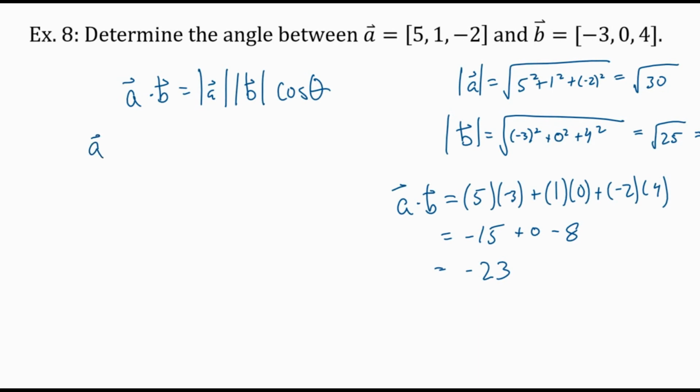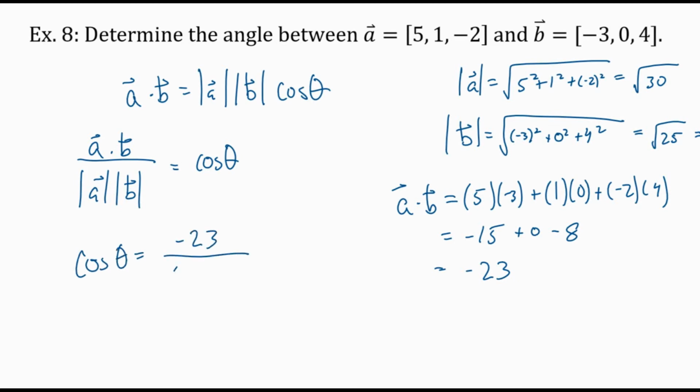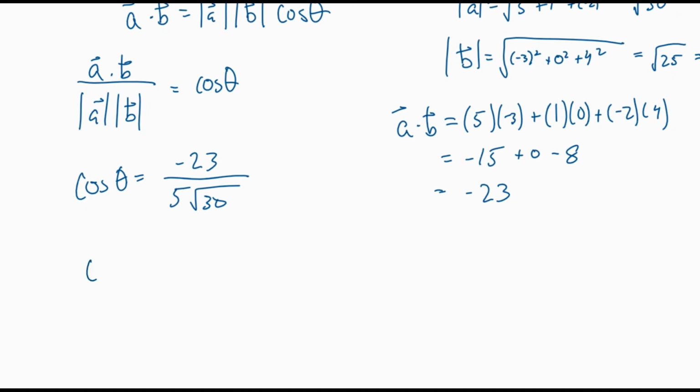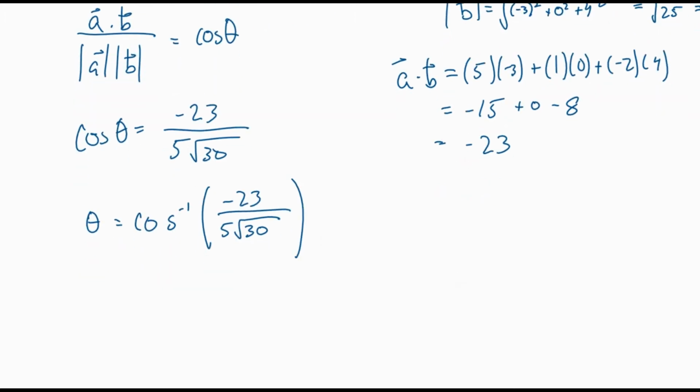I'm actually going to rewrite this first. A dot b divided by the magnitude of a times the magnitude of b gives me the cos of theta, which is, again, as we said, by definition, the angle between them. So now I can plug in a dot b is negative 23 over 5 times root 30, and theta is inverse cos of that, which works out to 147 degrees. Again, your calculator's got to be in degrees for that. Okay.